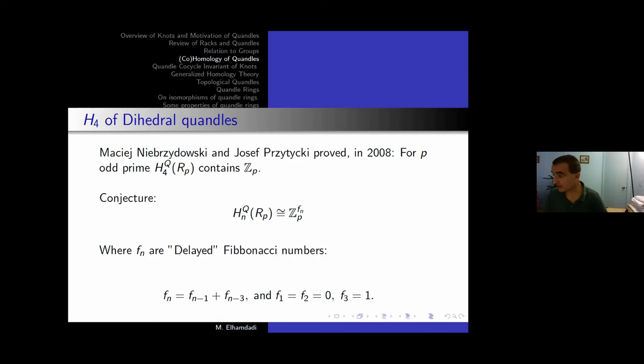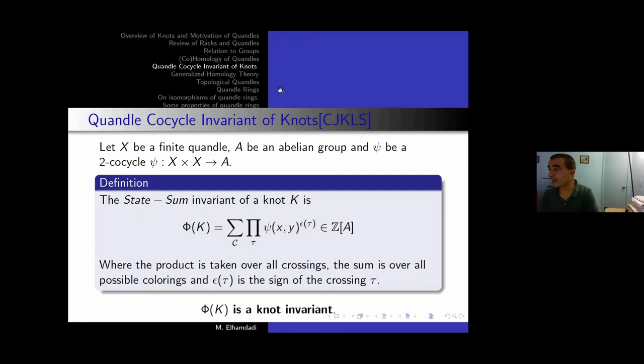Let's move on. Now, earlier we spoke about the coloring invariants. The set of colorings, or the cardinality of that set, which is the number of colorings, is an invariant of knots. Now, this will be an enhancement. This was done by Carter, Jelsovsky, Kamada, Langford, and Saito. It's called the quandle cocycle invariant.